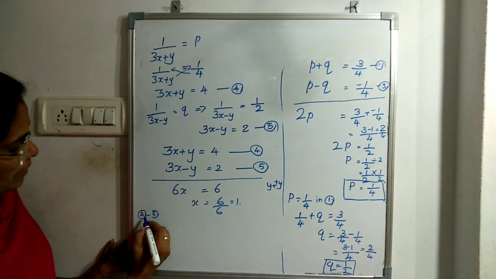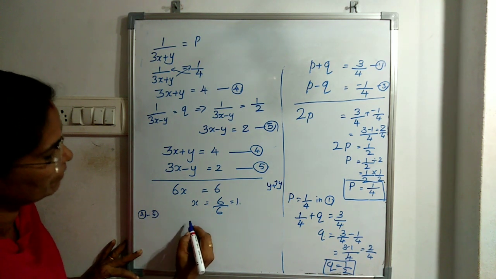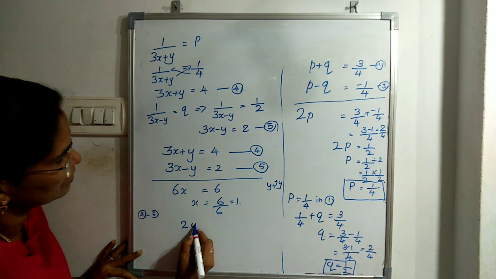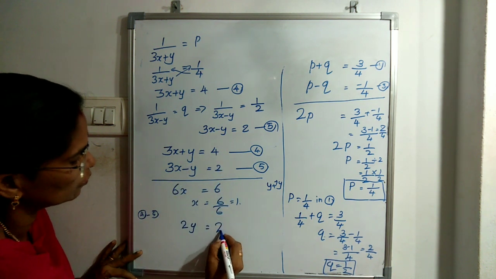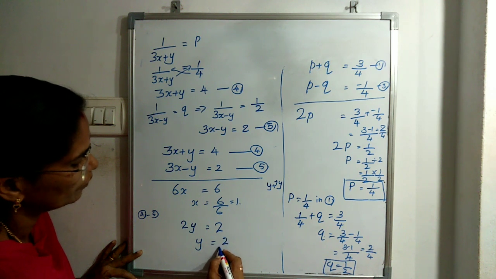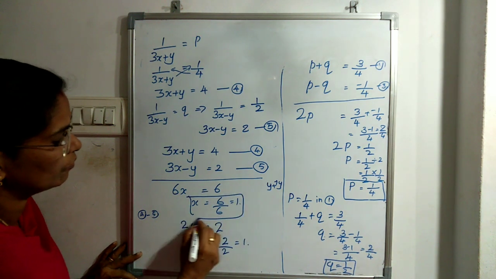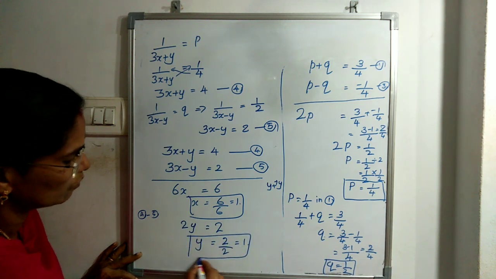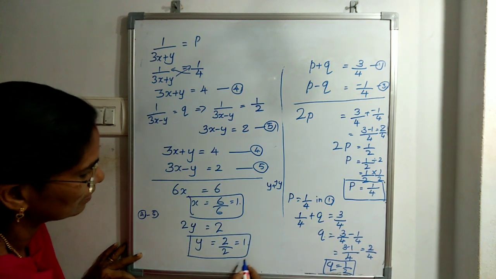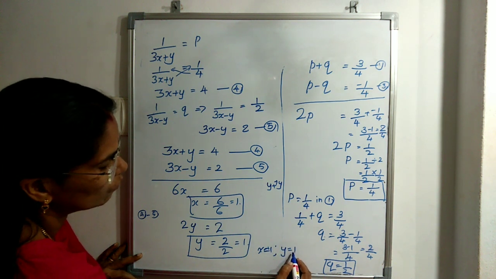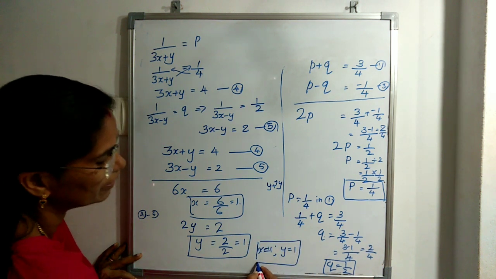So equation 4 subtract equation 5, we will get 2y is equal to 4 minus 2, which is 2. So y is equal to 2 by 2. The answer is 1. So now we got x is equal to 1 and y is equal to 1. So the last answer, x is equal to 1, y is equal to 1. This is the solution of the given equation.